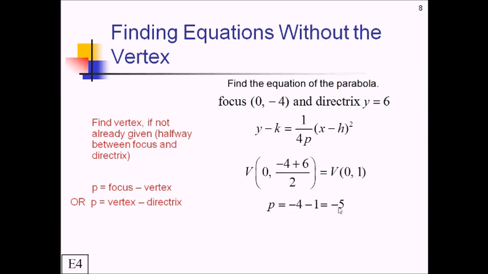Plugging all that in now. We've got y minus 1, that was our k value. We have x minus 0, so that's just going to be x squared. And 1 over 4 times negative 5. So we have y minus 1 equals negative 1 over 20 x squared.